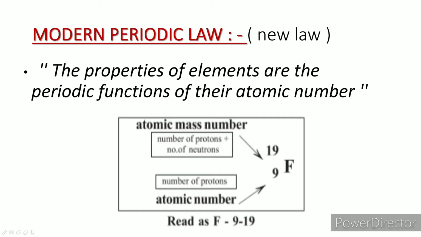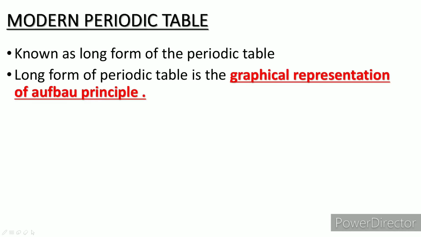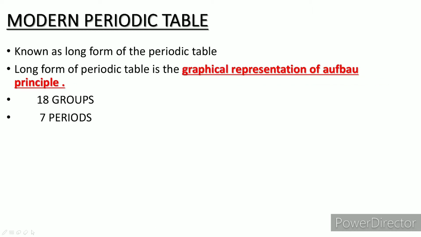Let's revise the modern periodic law. The physical and chemical properties of elements are the periodic functions of the electronic configuration of their atoms. Construction of the modern periodic table. This periodic table is known as the long form of the periodic table. It is the graphical representation of the Aufbau principle. They are divided into 18 groups and 7 periods.